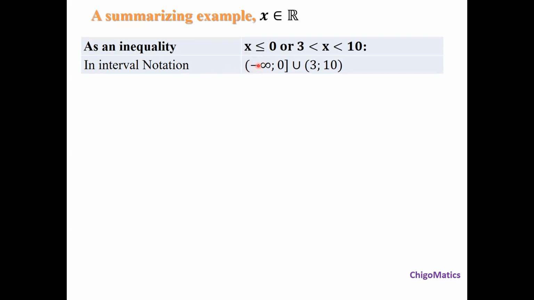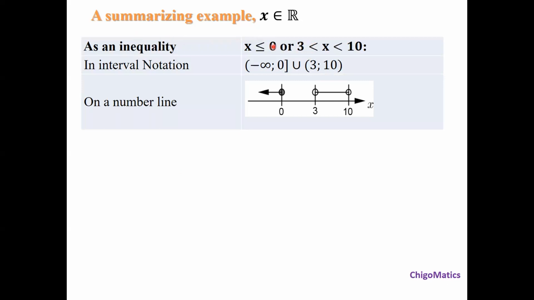But I open up there because minus infinity is not a number; it is a sign to represent a very, very small number. Then the union symbol means I'm taking the elements of X, then adding to that the other elements of X that are between 3 and 10. That means this is an open interval, because X is greater than 3 but less than 10. It cannot take the value 3, but anything greater than 3 and anything less than 10.